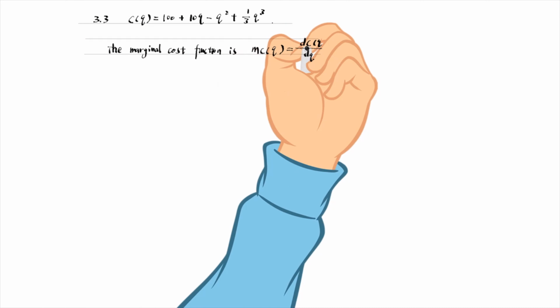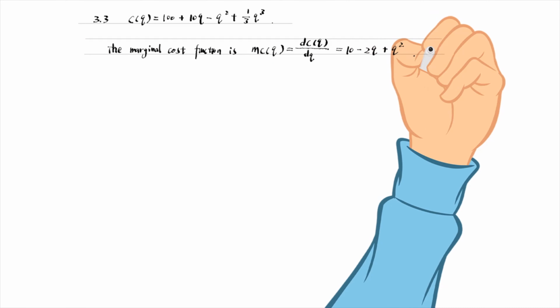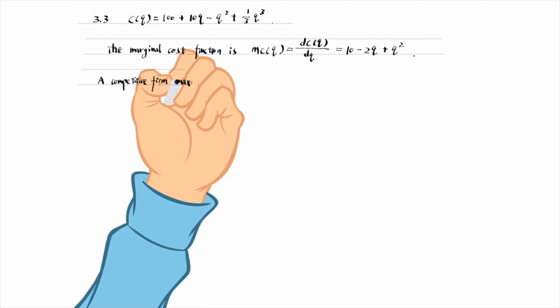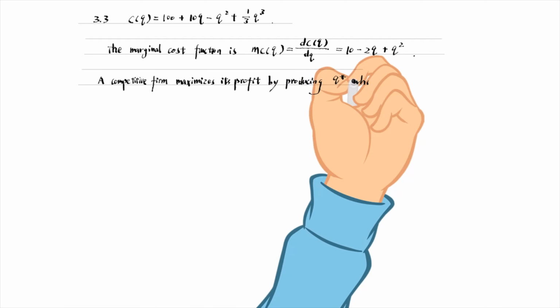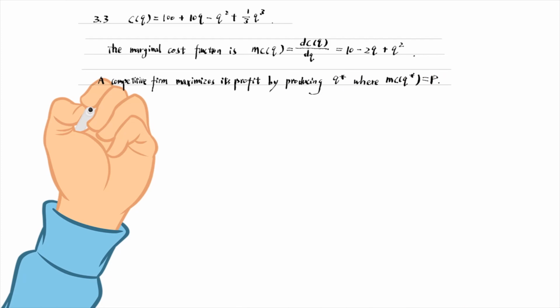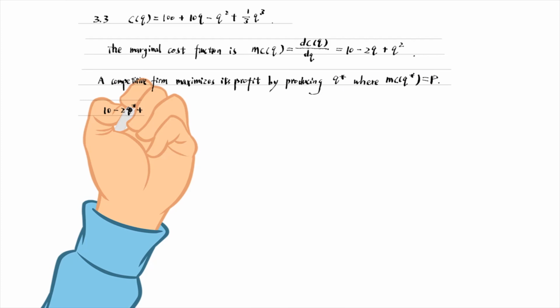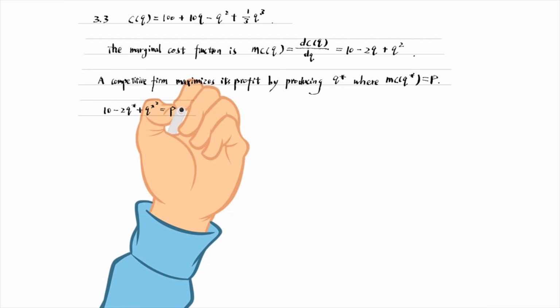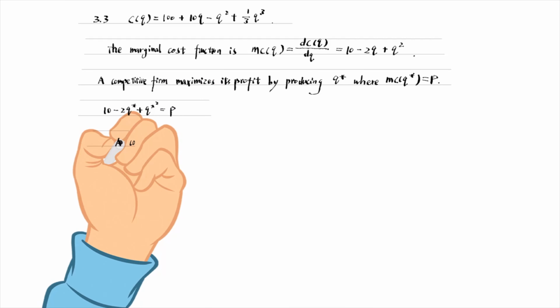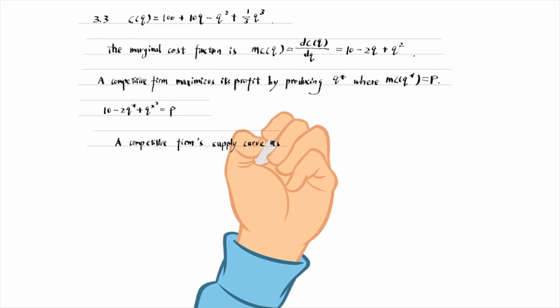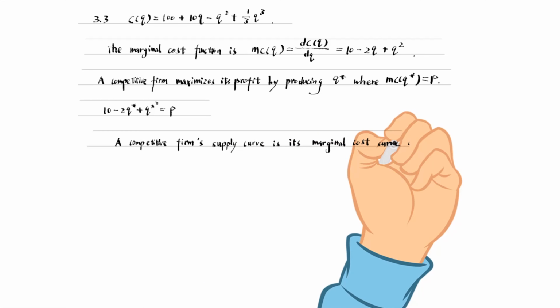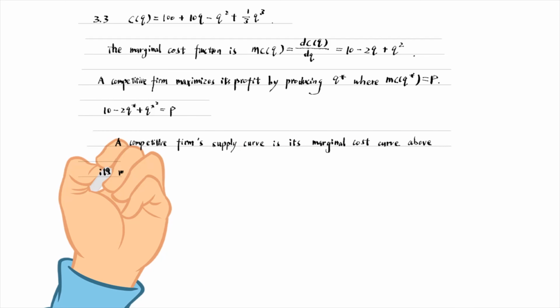The marginal cost function is 10 minus 2 times Q plus Q squared. A competitive firm maximizes its profit by producing output Q star where marginal cost equals market price at this quantity. A competitive firm's short-run supply curve is its marginal cost curve above its minimum average variable cost.